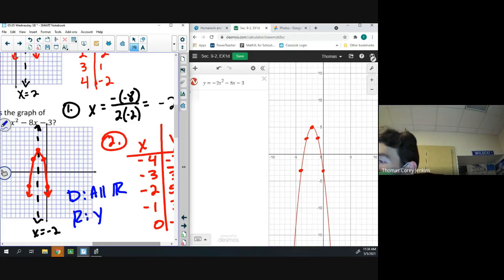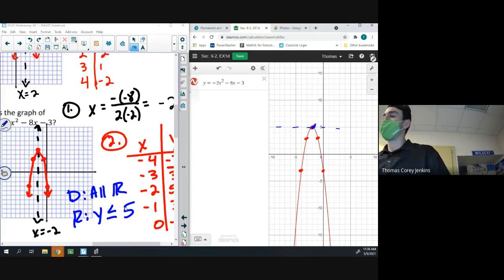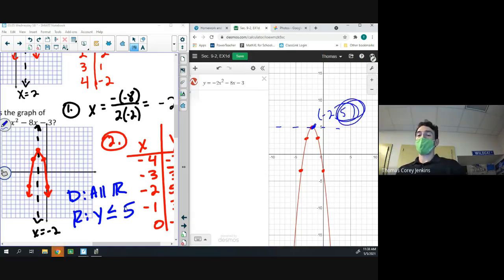Y is less than or equal to 5. There you go. Good. Y is less than or equal to 5, right? Because that's my ceiling. That's as high as it ever goes. Five is my maximum value.